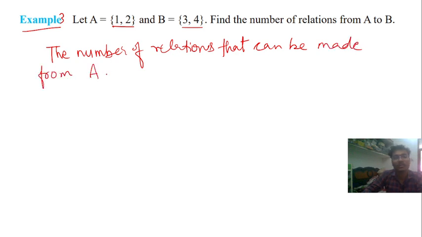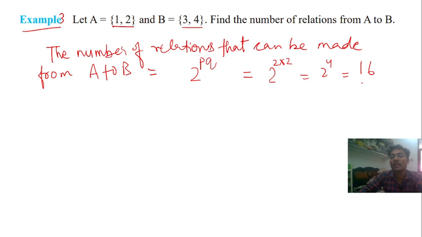from A to B, we will have a formula: 2 to the power of the cardinality of A cross B, which is 2 raised to 2 cross 2, which is 2 raised to 4, means we can make 16 such relations that can be made from these two sets.